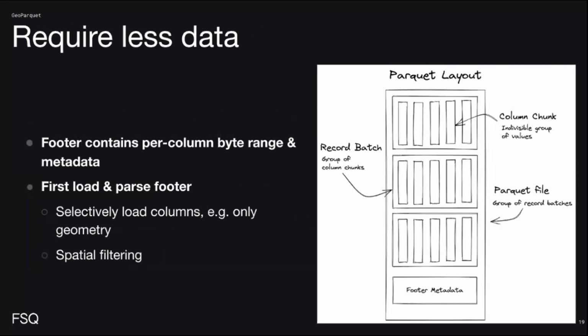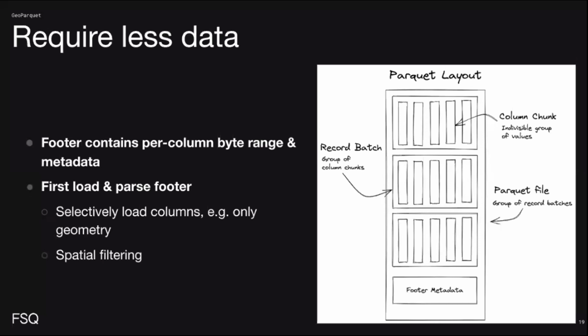So once you load that metadata, it describes the byte ranges of every column in the Parquet file. After you've loaded that metadata, you can pick out any geometry column chunk in the file and just load that, and it'll work really efficiently. There's also statistics in the metadata.